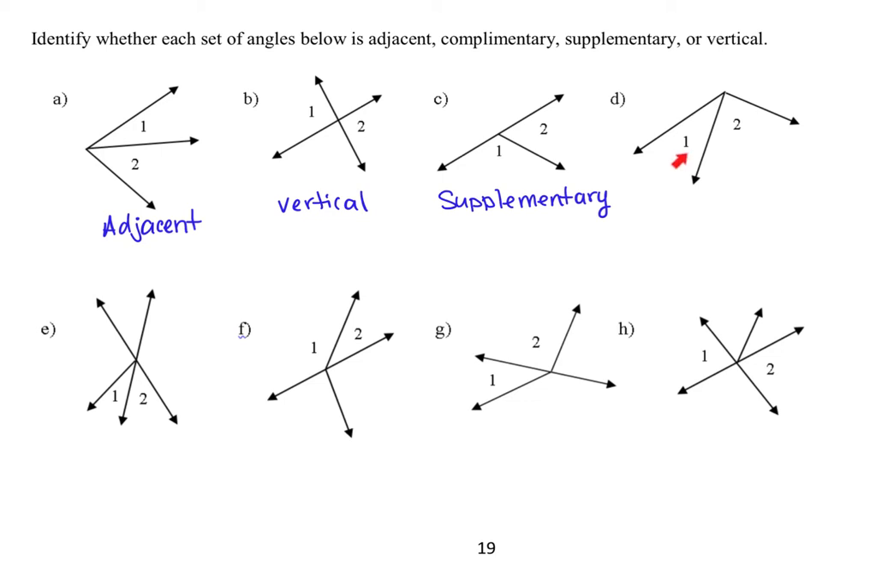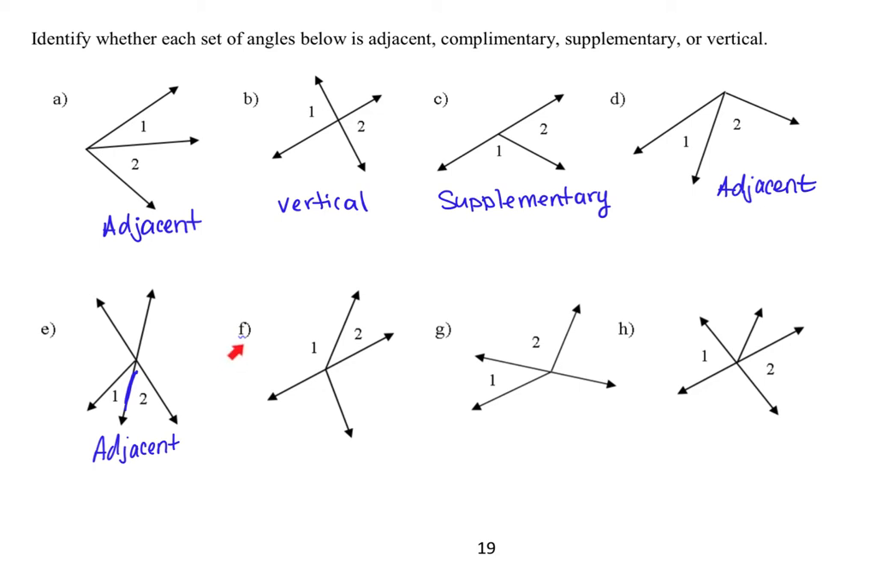If we look at letter D, we have angle 1 and angle 2. They share a common side, but we can't really tell. It's definitely not a 90-degree angle, so they're not complementary. So we'll say that these ones are adjacent. Take a look at this next one, letter E. What do you think these angles are here, angles 1 and 2? Angles 1 and 2 are definitely adjacent because they share this common side.